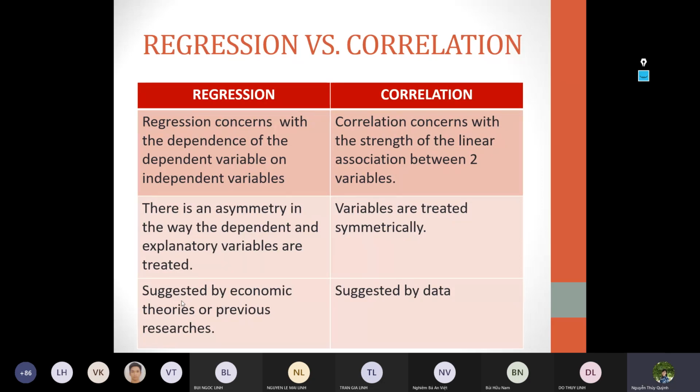But for regression analysis, in order to specify the model, in order to build the econometric model, you have to do research. You have to do a review of economic theories to see which variables can be brought into the model. That is the difference between a regression and a correlation analysis.